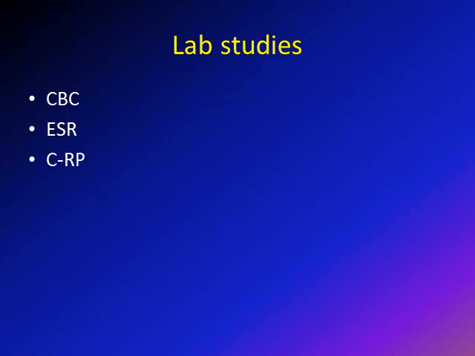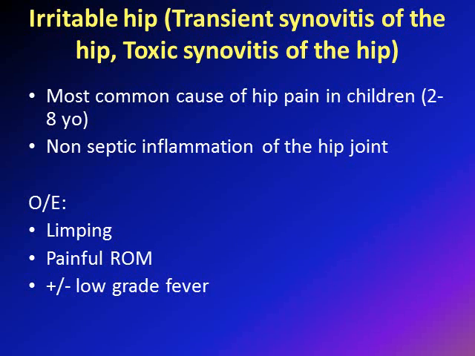So what are the lab studies we need? There are three main lab studies we need to do. CBC with differential to see if there are signs of infection or not. ESR is going to be raised in cases of infection or inflammatory arthritis, as well as C-reactive protein.